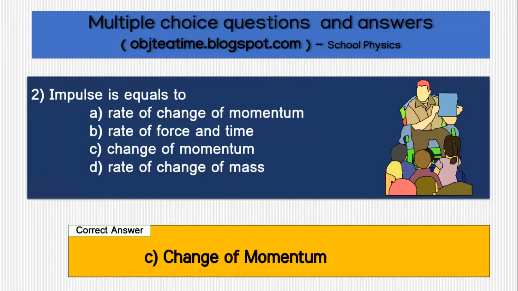The question number 2. Impulse is equal to. Option A, rate of change of momentum. B, rate of force and time. C, change of momentum. D, rate of change of mass. The correct answer is Option C, change of momentum. I will read the question once again. Impulse is equal to. The correct answer is change of momentum.